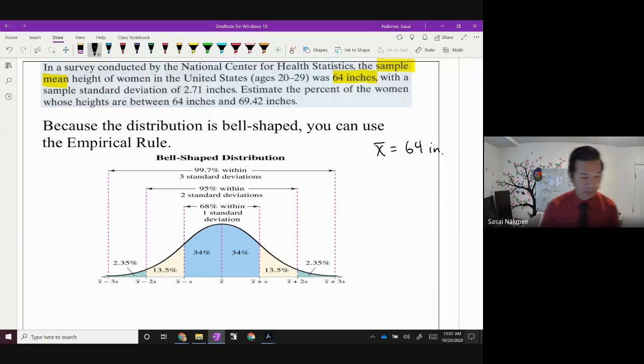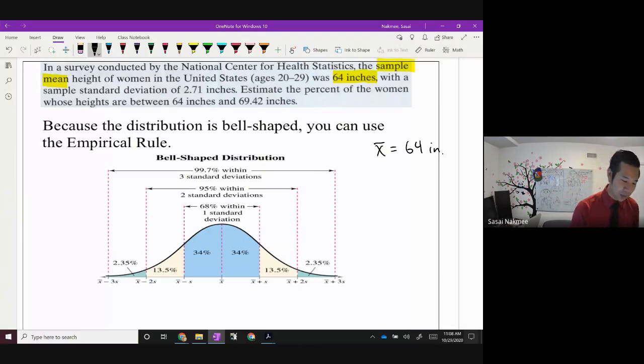Which, by the way, means that the average height of females in the United States between 20 and 29 is about 5'4". So if you are 5'4", you're not considered short if you are a female. You are the average height based on this sample. So if anyone tells you you're short, show them the statistic. Like, man, I'm not short, I'm average. And that's what it is. 64 inches.